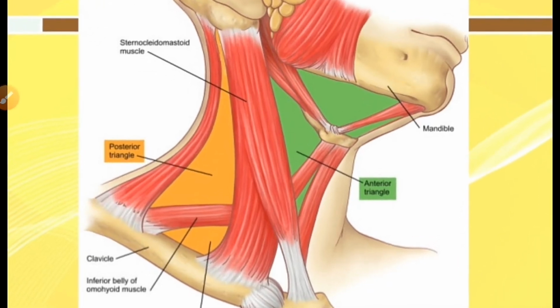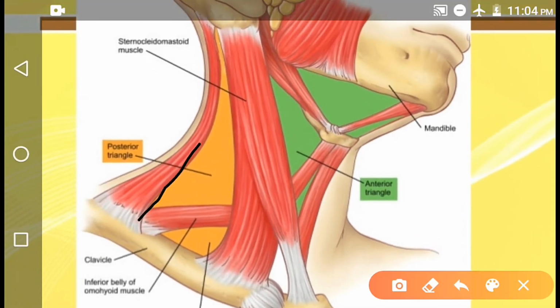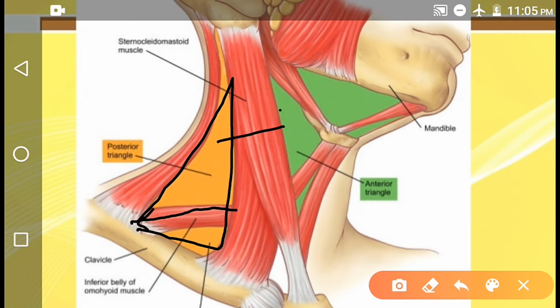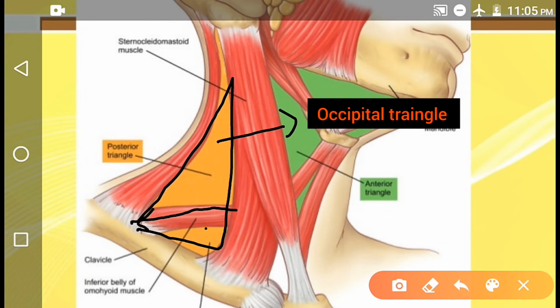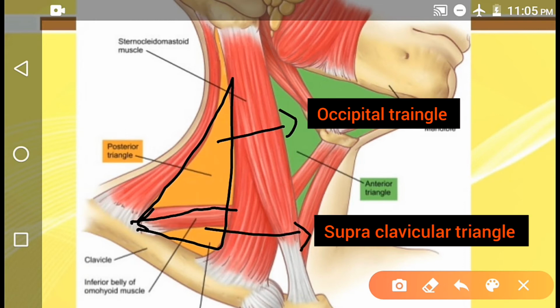As you can see in the picture, this is the posterior triangle of neck, and when the inferior belly of omohyoid passes through here, it is divided into two triangles. The upper one is called the occipital triangle, and the lower one is called the supraclavicular triangle. The lower one is called the careful triangle because it contains many important structures like the brachial plexus, third and fourth cranial nerves, and subclavian vessels.